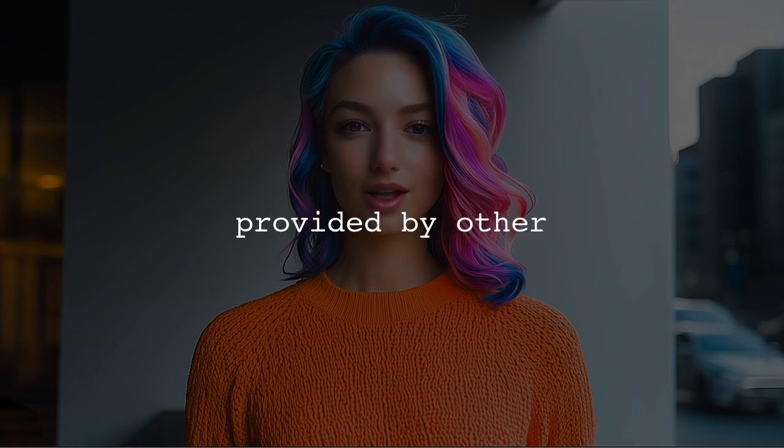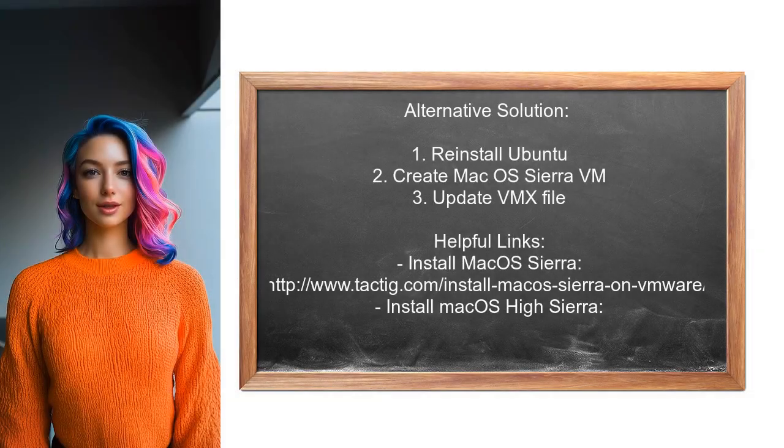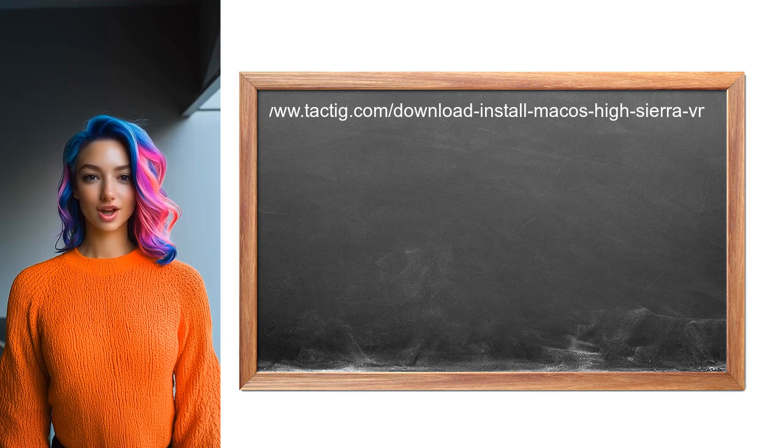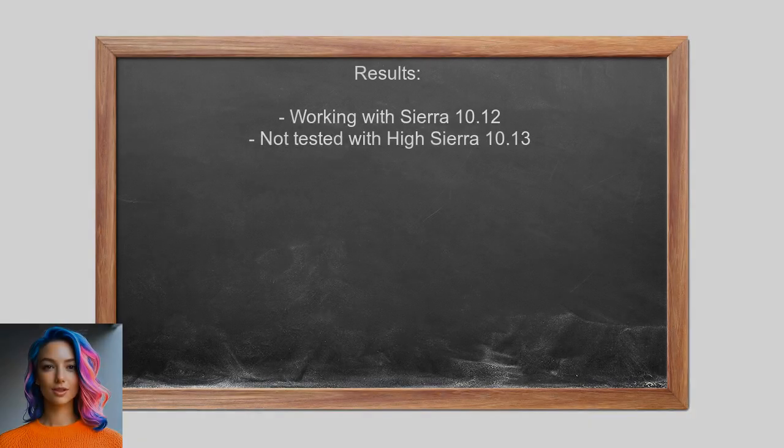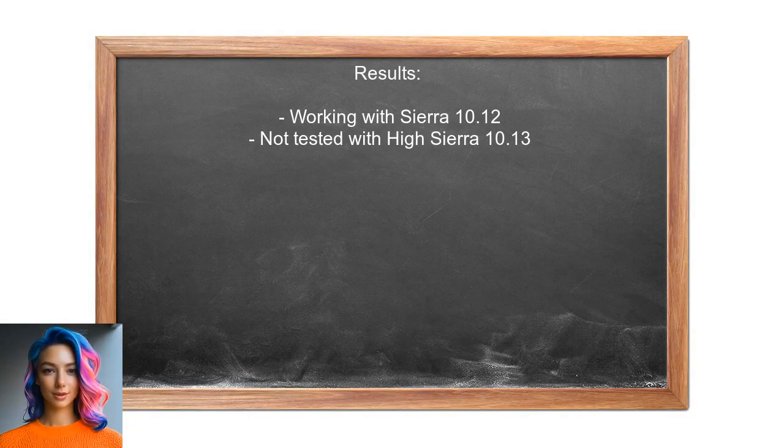Now let's look at the answers provided by other users. An alternative solution was shared by another user. They resolved the connection issue by reinstalling Ubuntu and creating a new macOS Sierra virtual machine using specific links. They emphasized the importance of updating the VMX file after installation. They reported that everything works well with Sierra 10.12, but they haven't tested it with macOS High Sierra 10.13 yet.